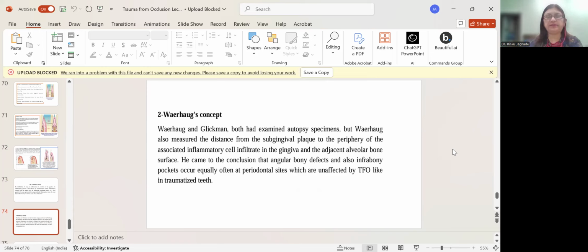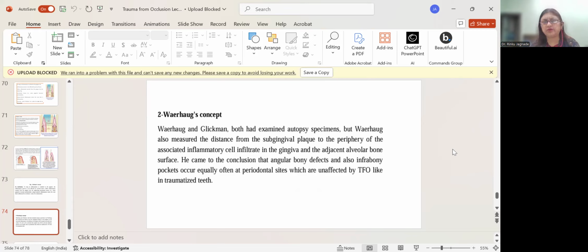Now, Waerhaug gave a concept. Waerhaug and Glickman both examined autopsy specimens, but Waerhaug also measured the distance from the subgingival plaque to the periphery of the associated inflammatory cell infiltrate in the gingiva and adjacent alveolar bone surface. He came to the conclusion that angular bony defects and also infrabony pockets occur equally often at the periodontal sites which are unaffected by TFO. So he measured the distance from the subgingival plaque to the periphery where the inflammatory cell infiltrate was present.